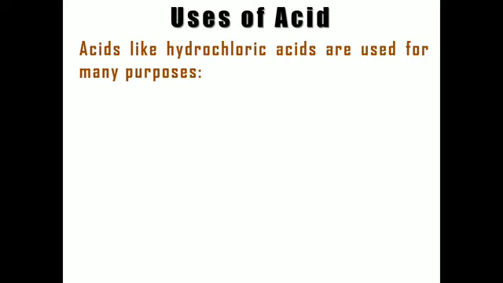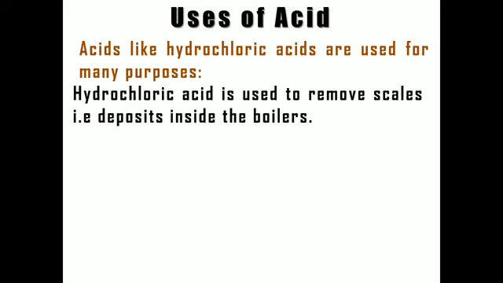Acids like hydrochloric acid are used for many purposes. They can be used to remove scales formed inside the boilers which are used in industry for steam production, which is going to produce power. The scale which deposits inside the boiler can be removed with the help of this acid.